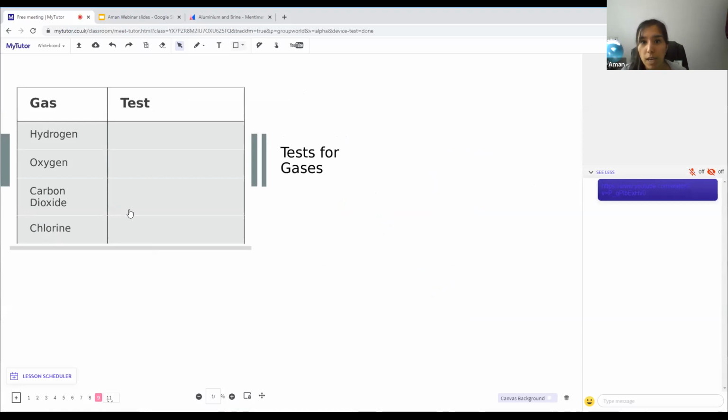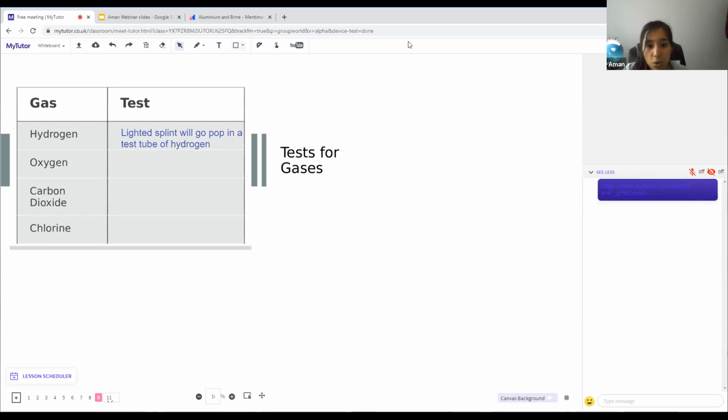So what is the test for hydrogen? Yeah, the squeaky pop test. Yeah, I like that, the squeaky pop test. So essentially, you have a lighted splint, so it needs to be lighted, and you put it into a test tube of hydrogen, it will make a squeaky pop sound. So a lighted splint will go pop in a test tube of hydrogen. So that is the test for hydrogen. Good.